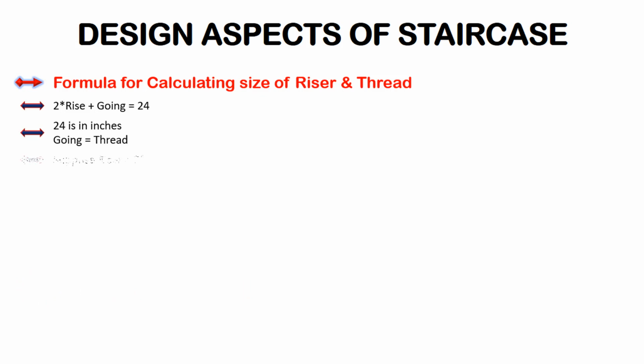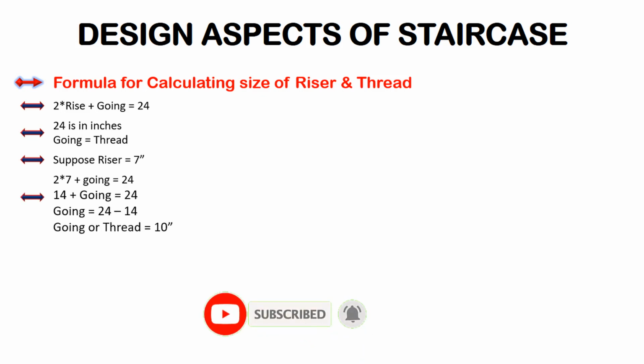So in this case, let's say we have a riser of 7 inches. By using the formula 2 into 7 plus going is equal to 24, and after solving it we will get the value for thread which is equal to 10 inches. So now we can say that if we have a riser of 7 inches, then we will provide a thread of 10 inches. And this is one method from which we can find out size of riser and thread. But there is also another method, and by using that we can also easily find out the size of riser and thread for a particular building. So let's discuss that method as well, which is based on ACI codes.